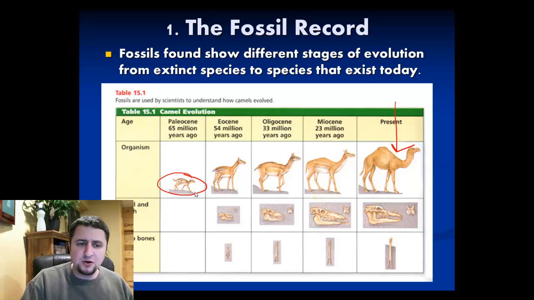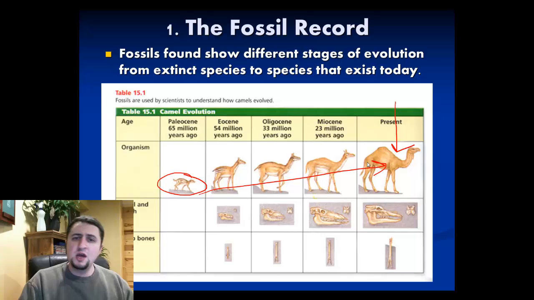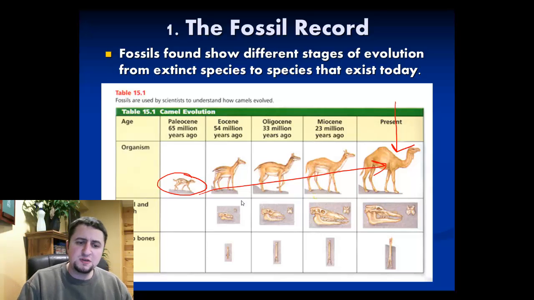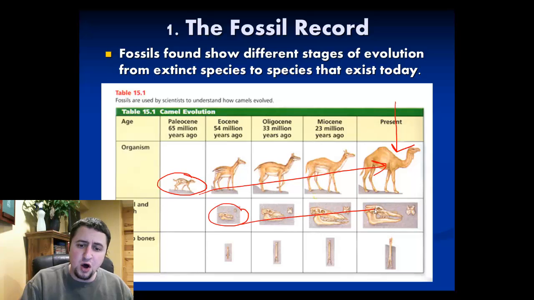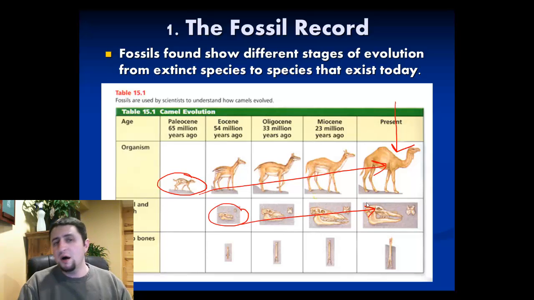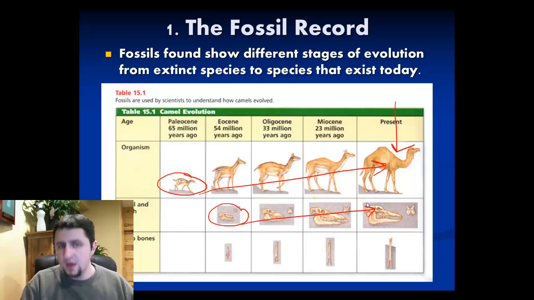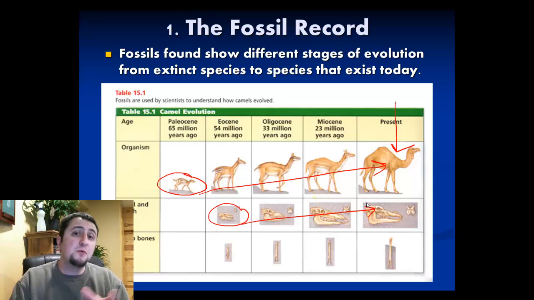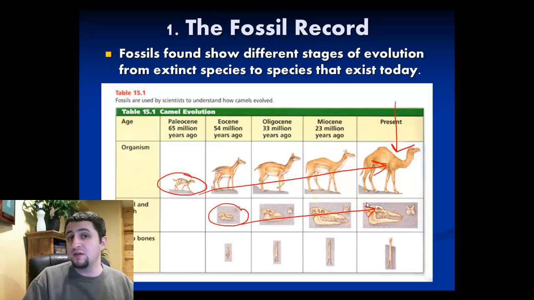And what the fossil record shows us is that as time continues, the changes to this organism here began to resemble a modern-day camel more and more. More specifically, those examples would be in the teeth and the skull and the bone structure of this modern-day camel. And so the fossil record kind of shows us that evolution, or the change in what an organism looks and behaves like over time, has occurred.